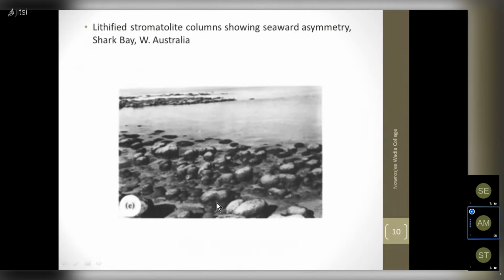Well, figure E showing some lithified stromatolites. Let's say if you are really looking to check some stromatolites, then look no further than an area called Shark Bay. It is in Western Australia. We're going to see it also in the video.